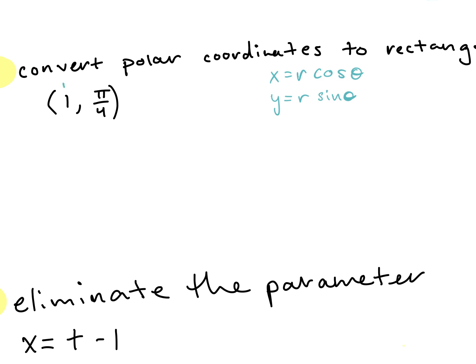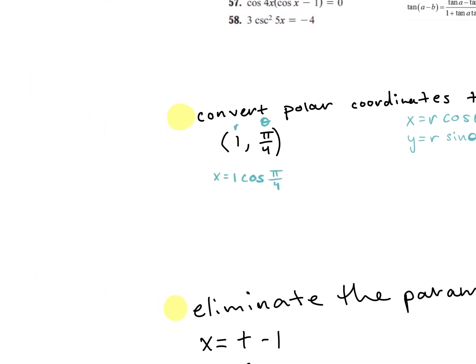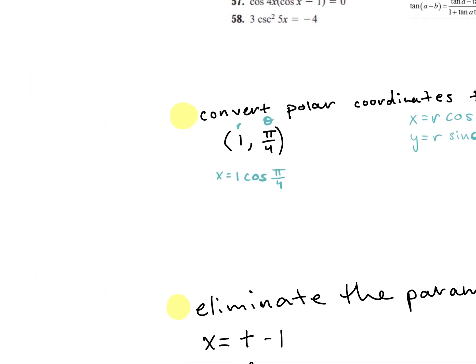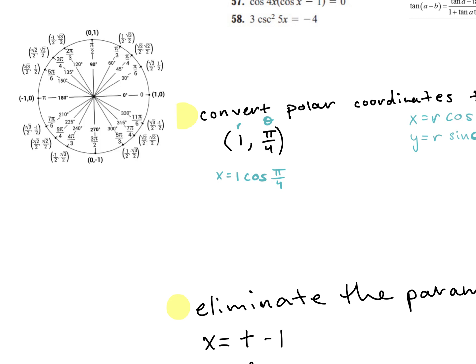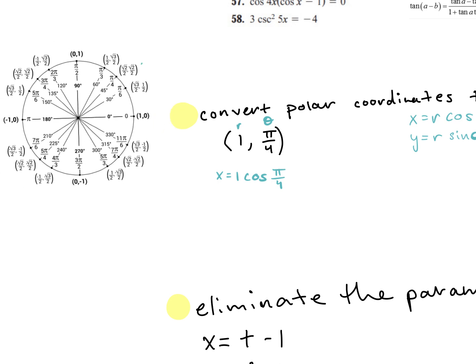So this is our r and this is our theta. So x is equal to 1 times cosine of pi over 4. On our unit circle, we're going to look to see what cosine of pi over 4 is. Cosine tells us we look at the x value, so that would be square root 2 over 2. So cosine of pi over 4 would be square root 2 over 2, times 1 would just be square root 2 over 2.